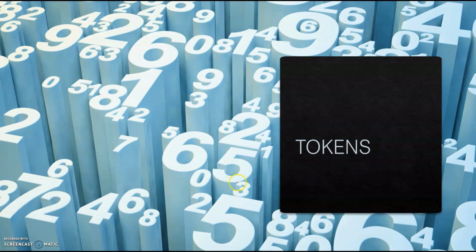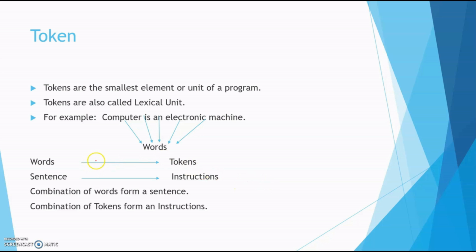Now if we talk about tokens, what are tokens? Tokens are the smallest element or unit of a program. Let's take an example. Suppose this is a simple sentence in English: computer is an electronic machine. If we talk about this sentence, computer is our subject, is is our helping verb, an is our article, and electronic machine is our object, right?